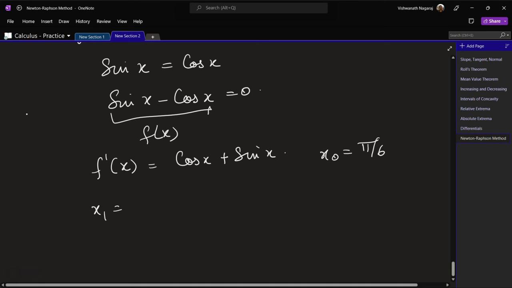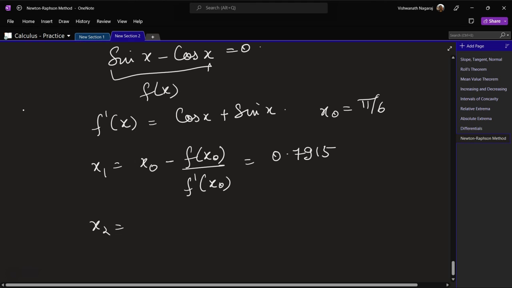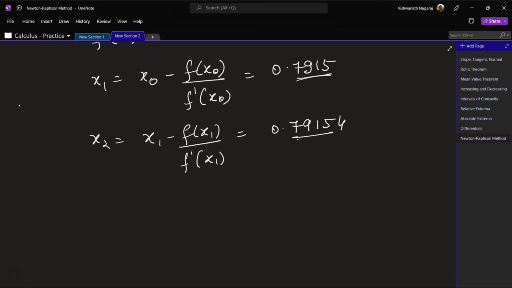So x1 is equal to x naught minus f of x naught by f prime of x naught. This will give us 0.7915. x2 is x1 minus f of x1 by f prime of x1. This would give us 0.79154. The first four digits are already the same, so we can stop here. This will be our answer. Okay.